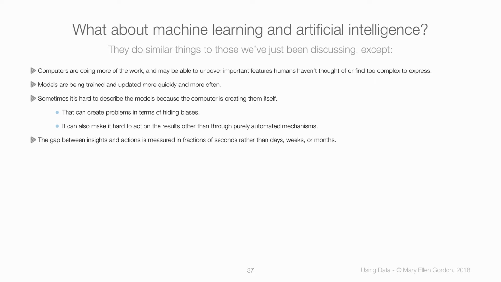One difficulty with those approaches, though, is it can be hard to describe the models because the computer, in some cases at least, is creating the model itself on the fly all the time. So the model's constantly evolving. It's very hard to describe. And the consequences of that are first that it can hide biases. So, for example, there have been situations where such models have been found to behave differently for men than for women, or for people of color than for white people, and things like that.